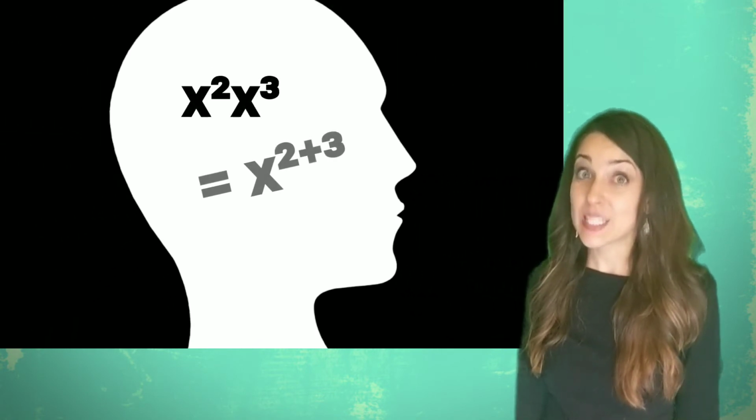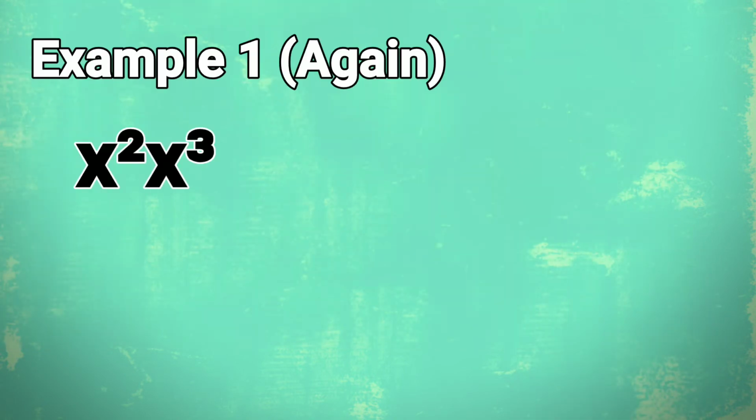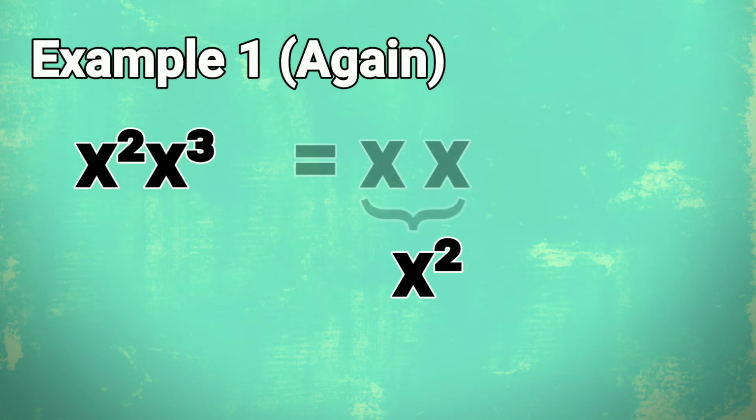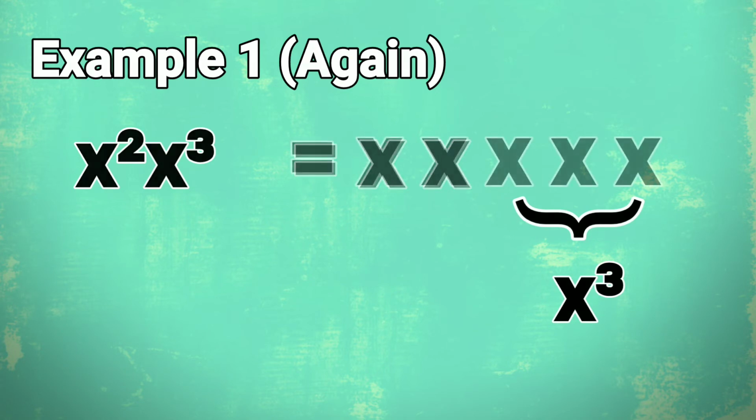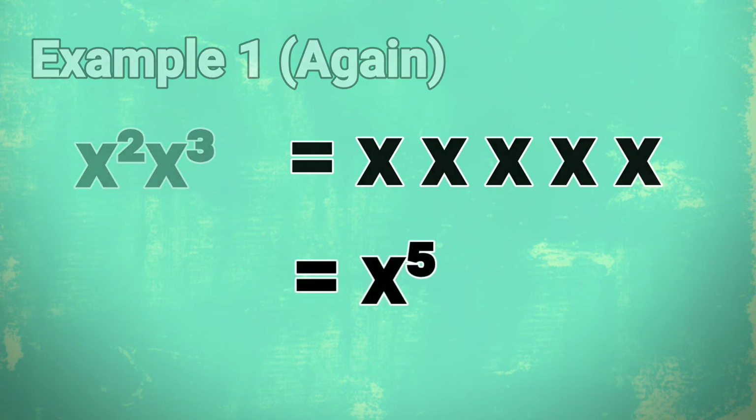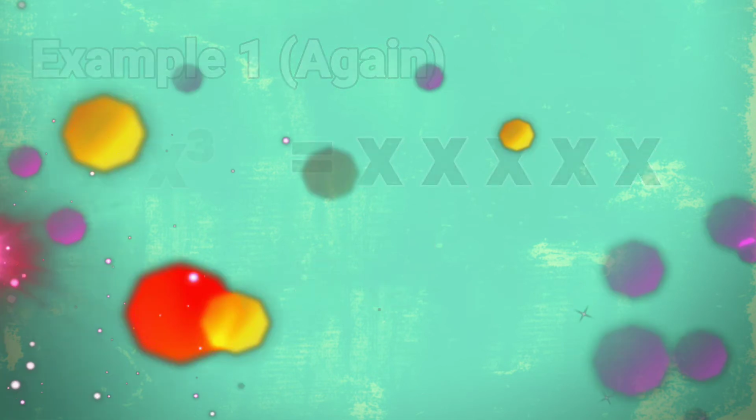Let's say that you're taking the test and you forget the rule. We're going to look at example 1 again to see what could help you to remember. Okay, so you're looking at x squared times x cubed, and you have forgotten the rule. Do I add? Do I multiply? I forgot. But you do know that x squared can be rewritten as x times x, and x cubed is x times x times x. When we have 5 x's being multiplied, we know that we can write that as x to the 5th. We were supposed to add the exponents. There you go.